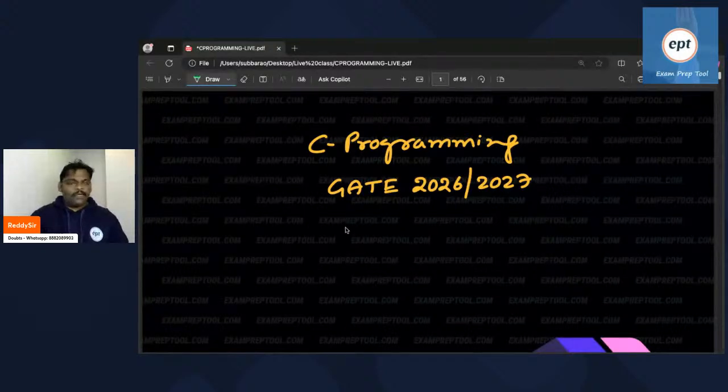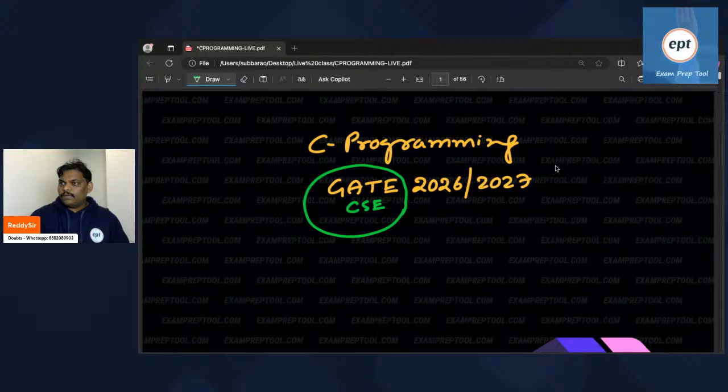I think yesterday we discussed the syllabus and all. Correct? C programming, GATE CSE, for 2026 and 2027. People of 2026 and 2027 can attend this. Right? C programming. So yesterday we did the introduction, right?